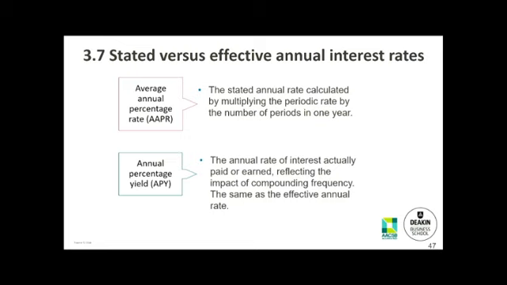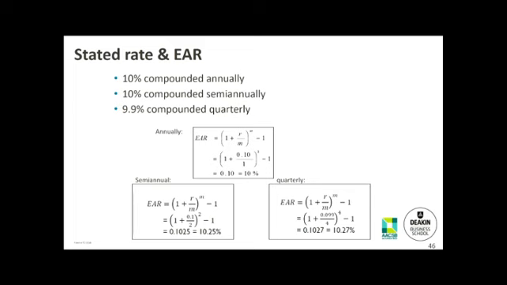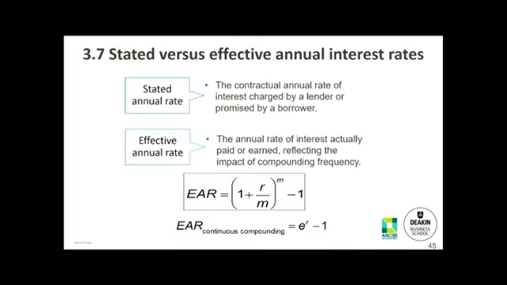And APY is a yield, and this yield does consider compounding frequency. But for these two, don't worry too much about it. Just be aware that when you read different journal articles or textbooks, they may use different names for the rate. Those rates share the same concept, they just have different names. But in this unit, we will only consider EAR and stated annual rate. That's all you need to know for this unit. Okay?